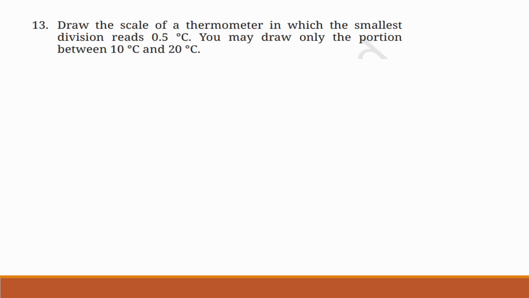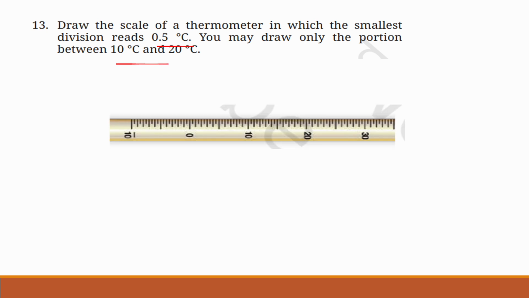Draw the scale of a thermometer in which the smallest division reads 0.5 degrees Celsius. You may draw only the portion between 10 degrees Celsius and 20 degrees Celsius. See this. Here you have to draw only the portion between 10 degrees Celsius and 20 degrees Celsius. Here the smallest division reads 0.5 degrees Celsius. See, you have to draw like this.